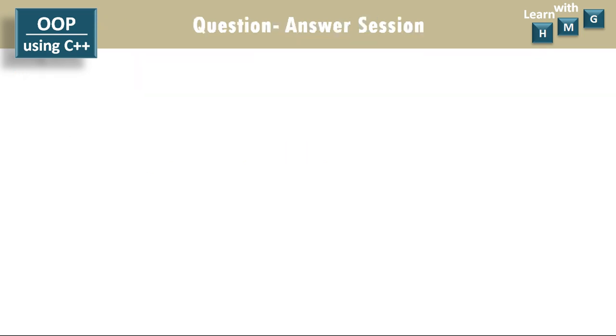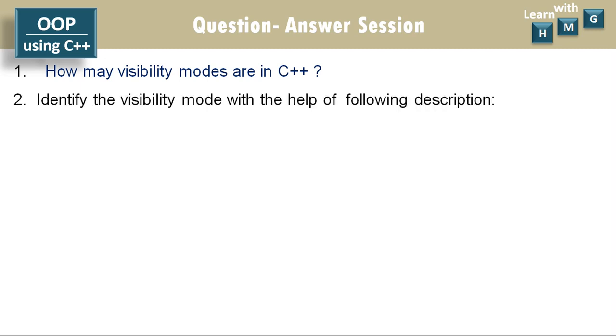Let's check whether you have understood the concept of these three visibility modes by a question answer session. The first question is how many visibility modes are in C++? So how many visibility modes we have studied in this particular video? You have to answer a single number. Second question is identify the visibility mode with the help of following description. So now I am going to give you the description, and by reading that description you have to identify what type of visibility mode is this.